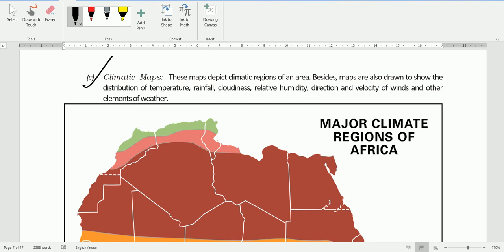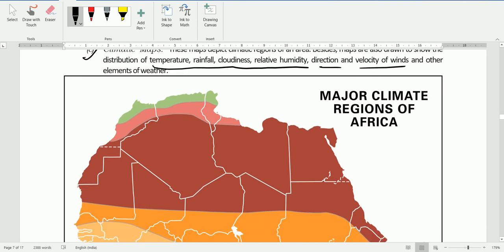Okay, then besides, maps are also drawn to show the distribution of temperature, rainfall, cloudiness, relative humidity, direction and velocity of winds, and other elements of weather. Generally, climatic maps represent climatic regions of a country or a region or a state. In addition, climatic maps also show the distribution of temperature, rainfall, intensity of rainfall, cloudiness, relative humidity, direction and velocity of wind, and other elements of weather.